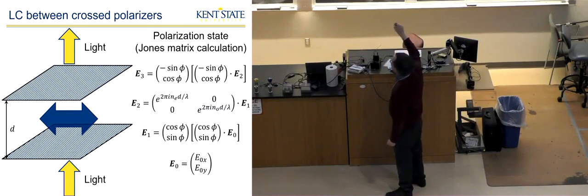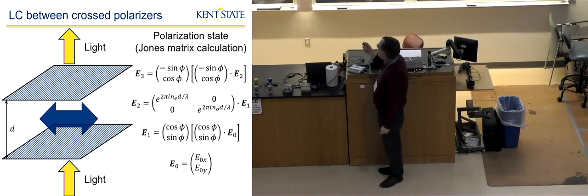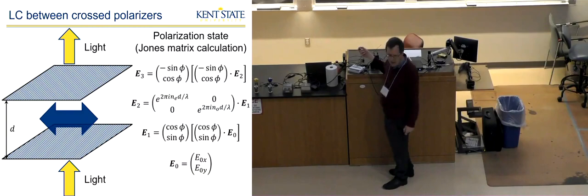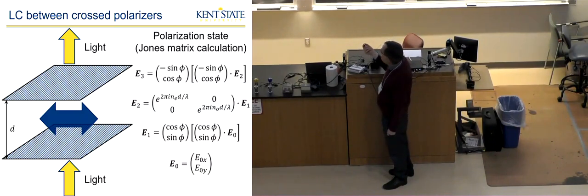We can analyze this using a technique called Jones matrices. Suppose you represent the polarization state of the light by a vector in the xy plane, showing the electric field direction in the xy plane. When it passes through the first polarizer, the electric field gets projected onto the unit vector (cos phi, sin phi), indicating the orientation of the filter.